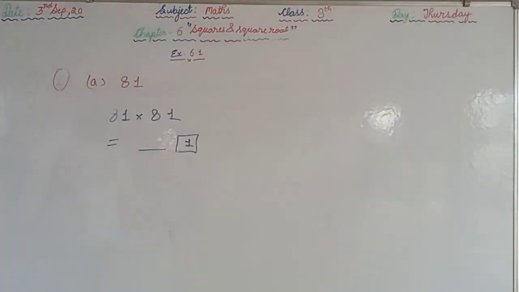At the same time, for the next question, 272: 272 multiplied by 272. So 2 into 2 is 4. 4 will be the units term. At the same time, 799. So 9 into 9 is 81, which means 1 will be the units term.